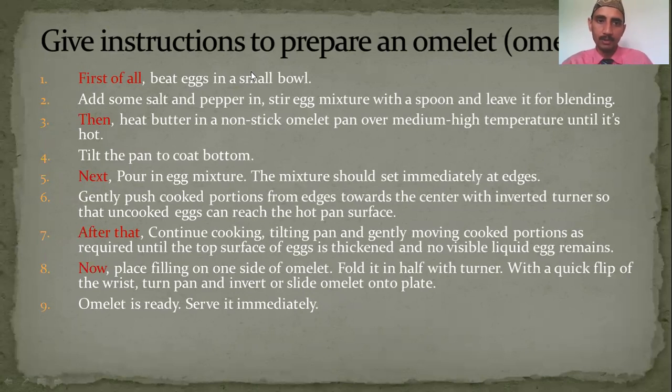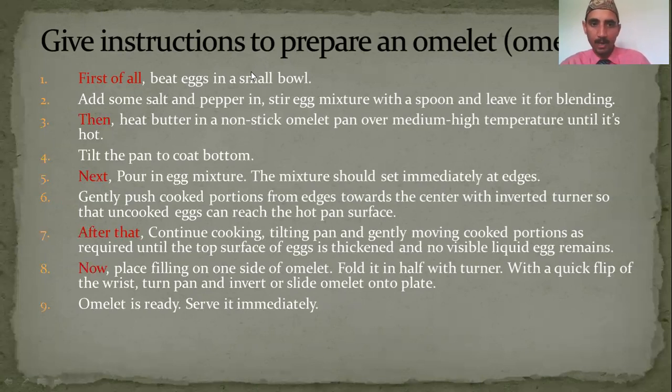Then heat butter in a non-stick omelette pan over medium-high temperature until it is hot. So when you are talking about cooking, then you have to talk about temperature, which can be low, medium, or high. Okay, and number 3 also uses the coordinating conjunction until. Let's see the next number. Tilt the pan to coat bottom means you have to move the pan, so that we can see the layer of that egg mixture.